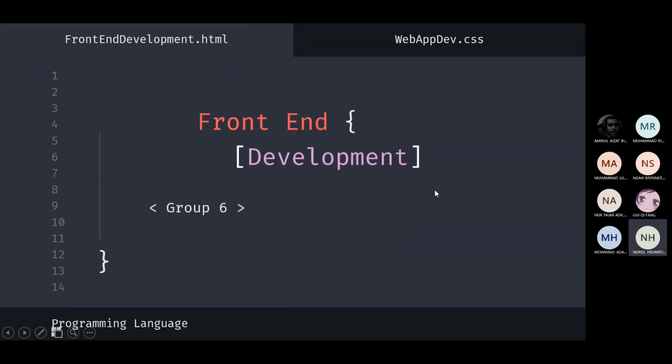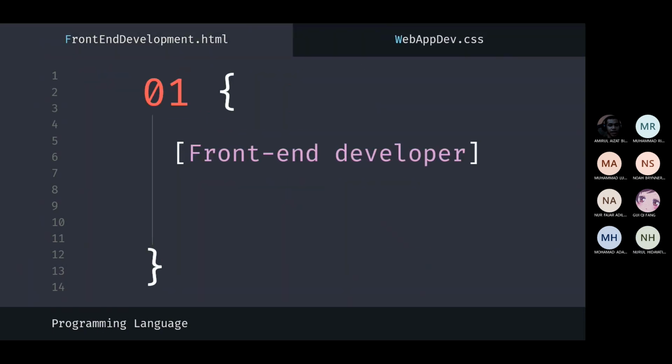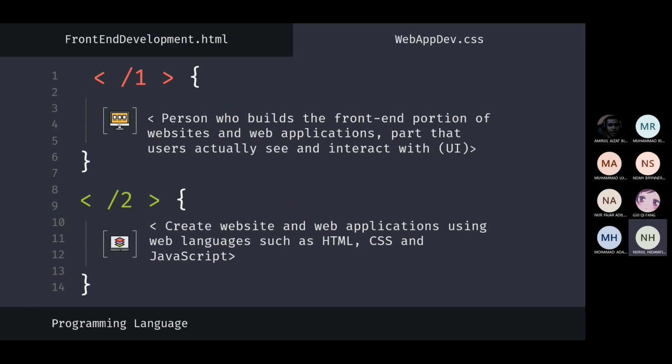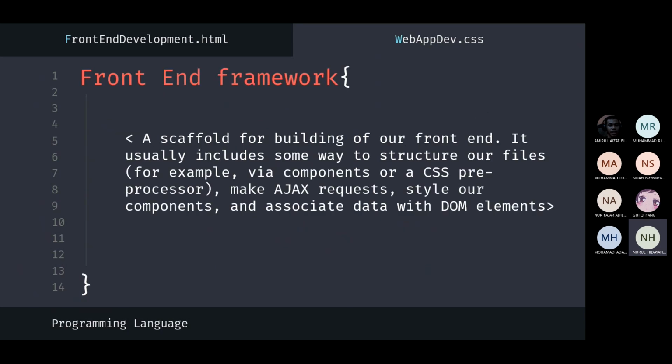Okay, so I will present about front-end development. What is a front-end developer? A front-end developer is a person who builds the front-end portion of websites and web applications, the part that users actually see and interact with, which is the UI. They create websites and web applications using web languages such as HTML, CSS, and JavaScript.